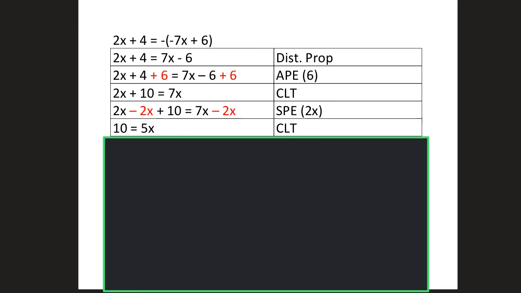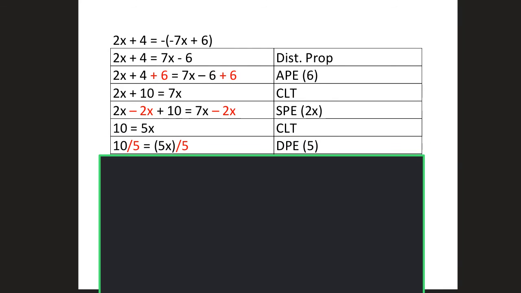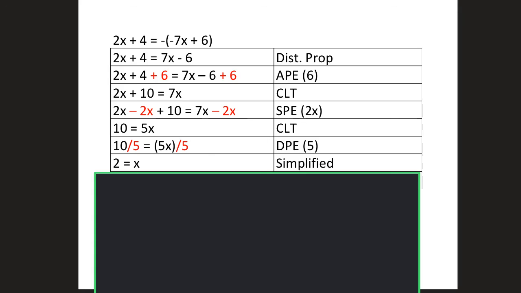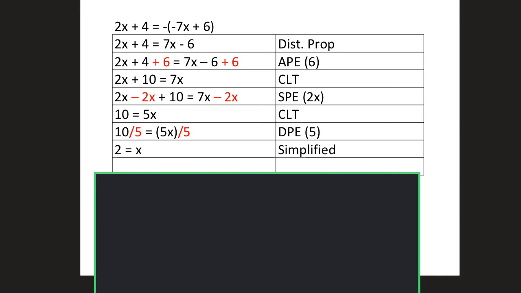Next, I'm going to divide both sides by 5 using my division property of equality. So 10 divided by 5 equals 5x divided by 5. And that gives me 2 equals x when I simplify it.